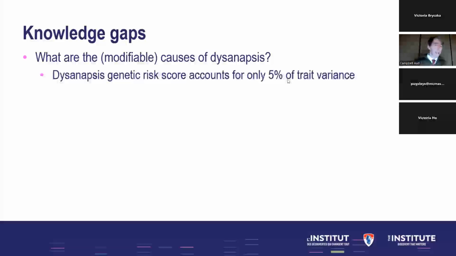So what are the remaining knowledge gaps that we're left with? Well, can we act on this or can we prevent it? By definition, this forms early in life because it's about growth. Everything I've shown you so far has been studied in adults. If it's all genetic, that would be disappointing, or harder to act upon. But in fact, the dysanapsis genetic risk score that we developed accounts for a very small proportion of the trait variance, as do most polygenic scores.